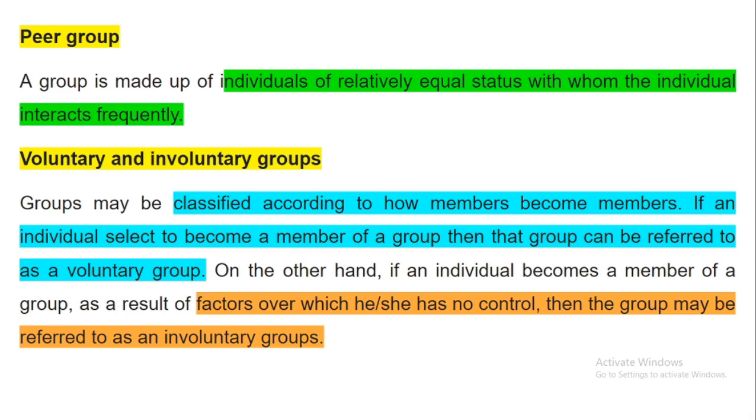That means when you select a group yourself, it's called voluntary. But when you have not selected that group, but you have to join and you have no control, without joining this group, then it's called an involuntary group. That means you are joining the group, but you are not voluntary to join the group. By some conditions or some natures or some factors, you have to join that group. So this is called an involuntary group. So this is all about it.